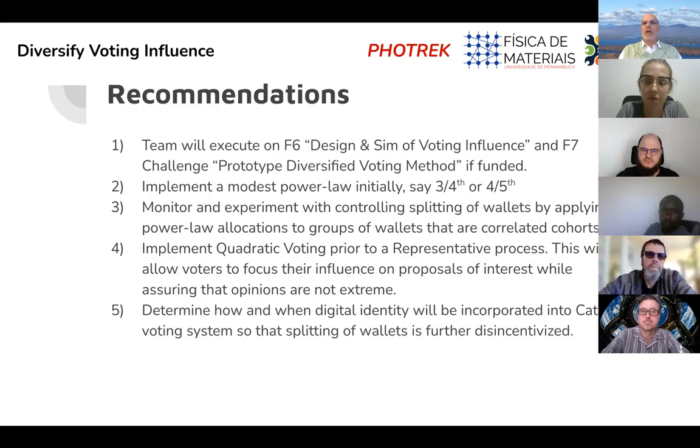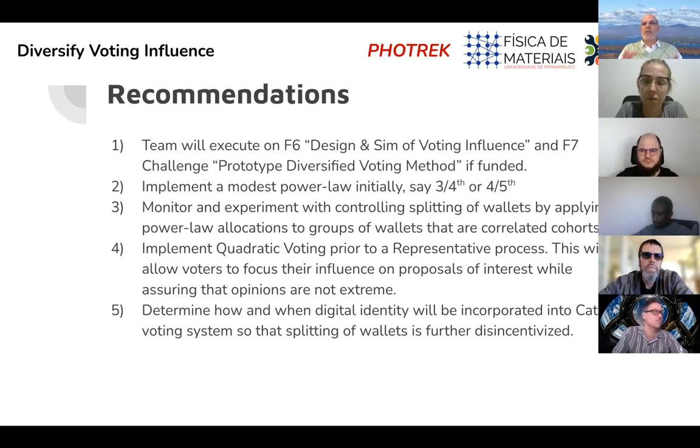We think it would be a good idea to maybe start with a modest power law first of either 3/4 or 4/5, because there is a need to monitor and determine some ways of controlling people splitting their wallets. But we also think there's solutions. I think even just having in the registration form a commitment that you're only using one wallet to vote would be some self-control in the community.